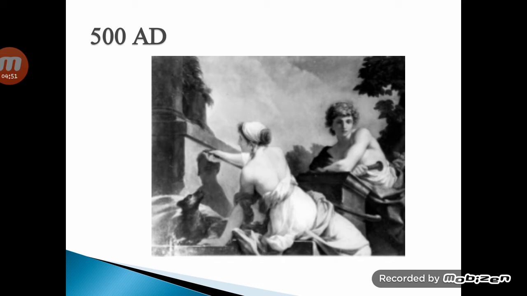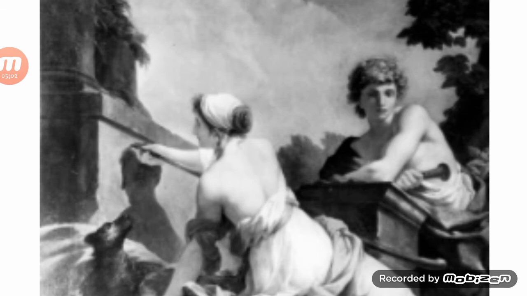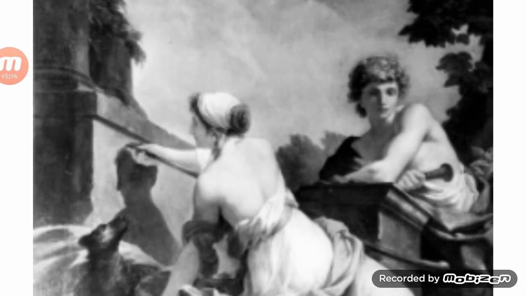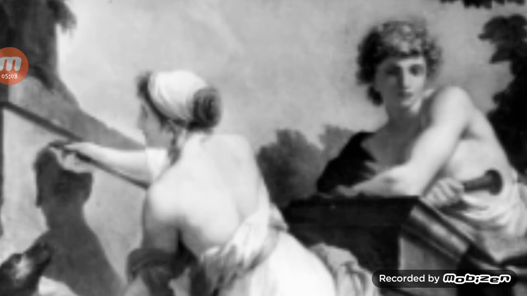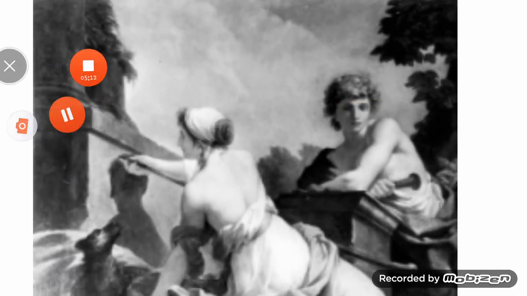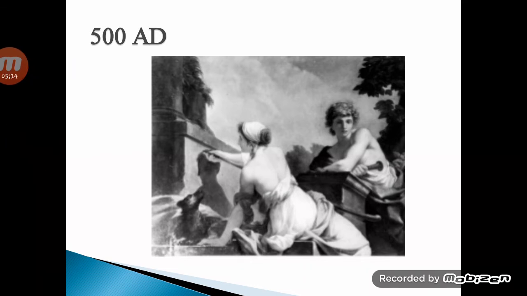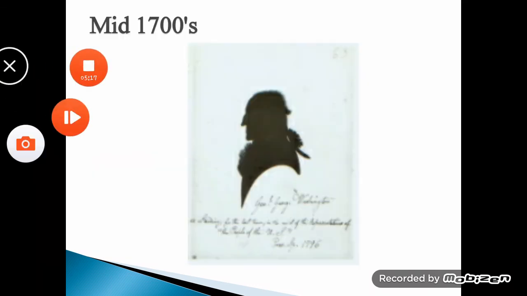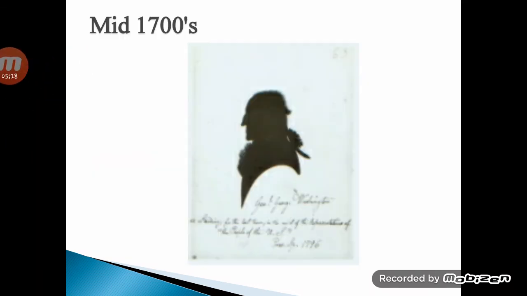As the maiden debuted, she captures her lover's image before he departs for war. Mid-1700s.